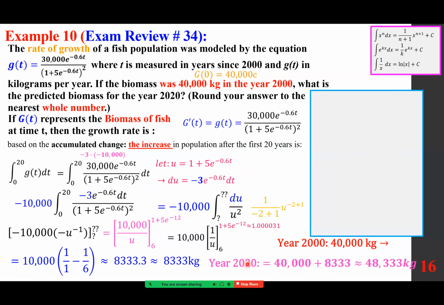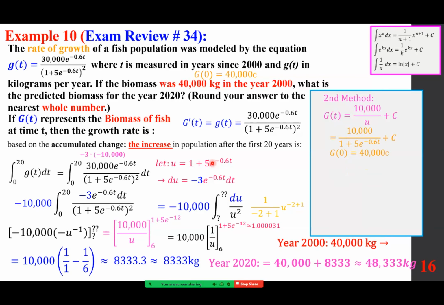If you recall, when we did a similar question which didn't need the substitution, here's the second method. I said, you do this and you end up with this answer, right? So this answer plus a constant. This answer, replace the u. And of course, g of 0, we said is 40,000.